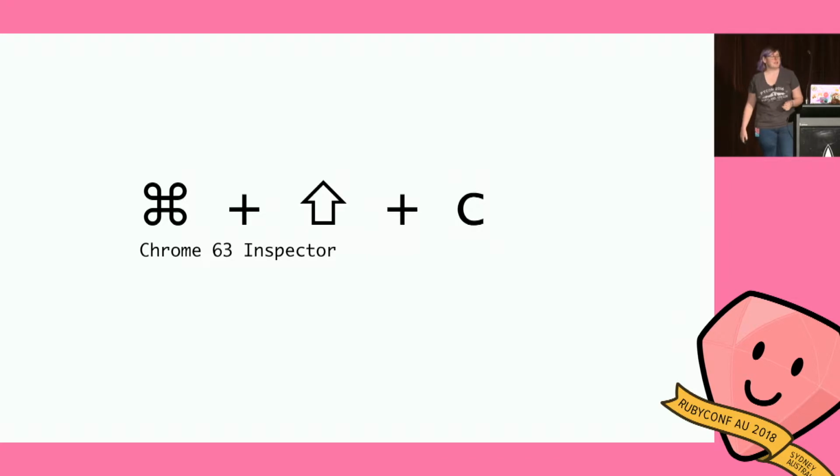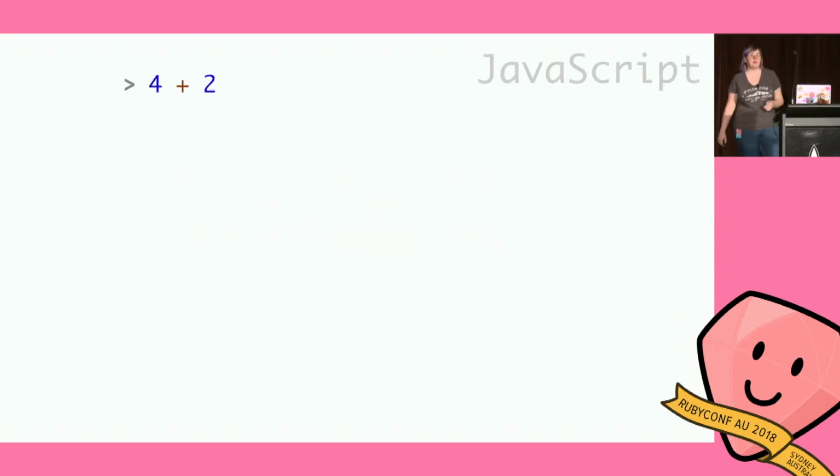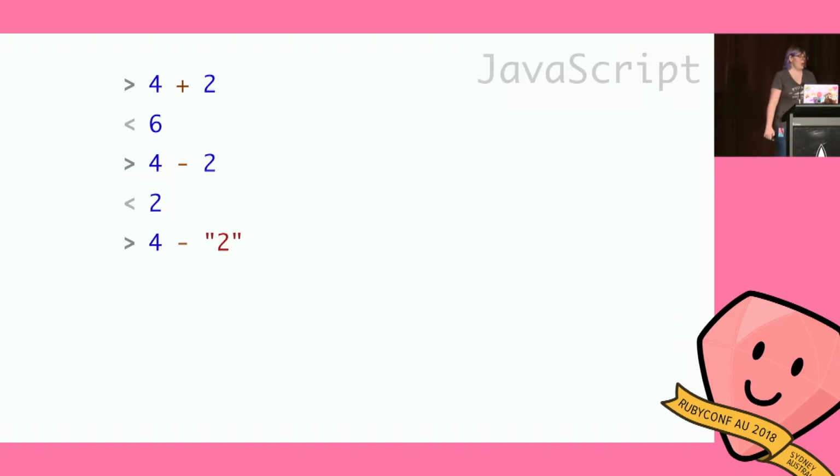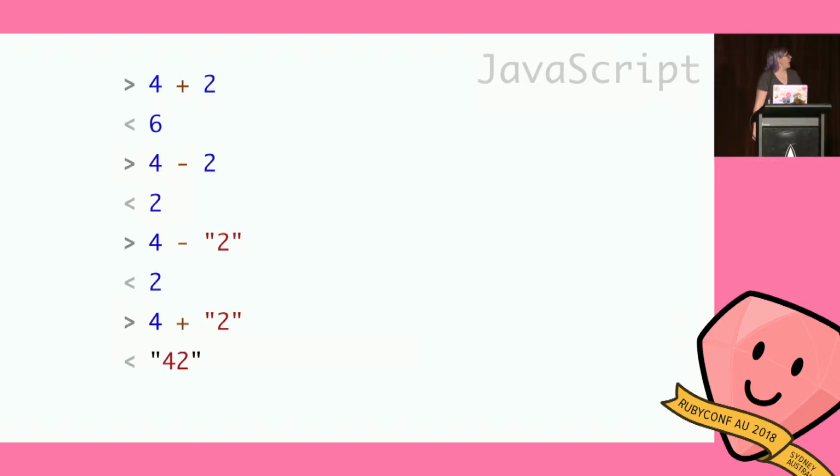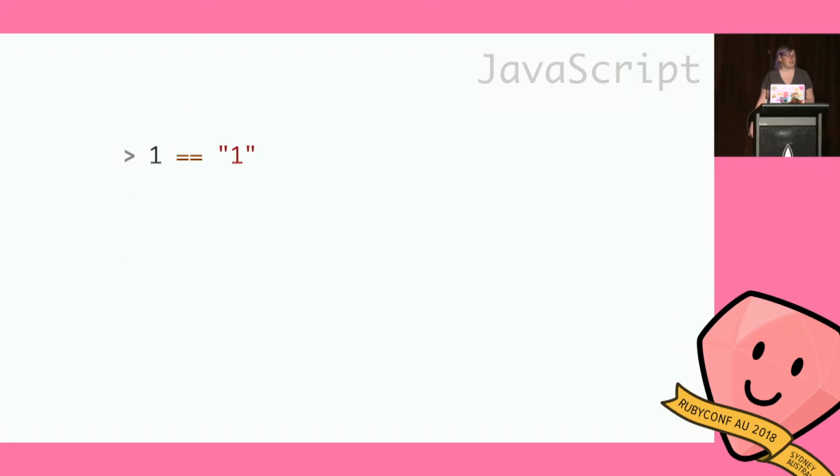Let's talk about JavaScript. In JavaScript, what is 4 plus 2? 6. What is 4 minus 2? 2. What is 4 minus the string 2? 2. So of course 4 plus the string 2 is going to be 42. Okay. What is the truthiness of 1 double equals string 1? Hands up for true, hands up for false. It's true. But of course if we use triple equals, it's going to be false.